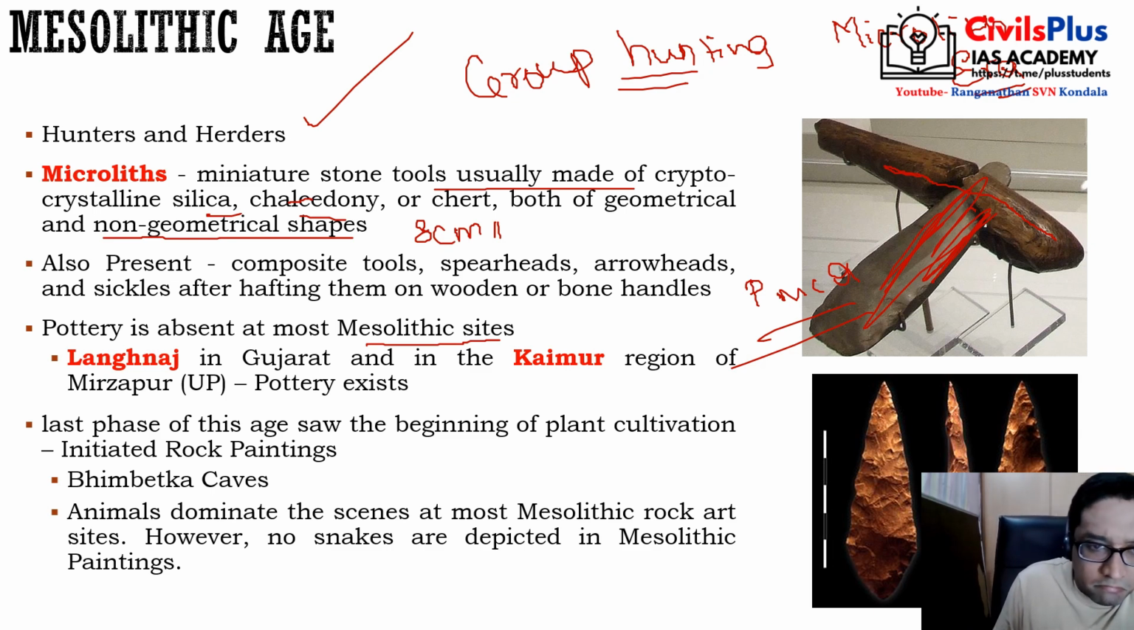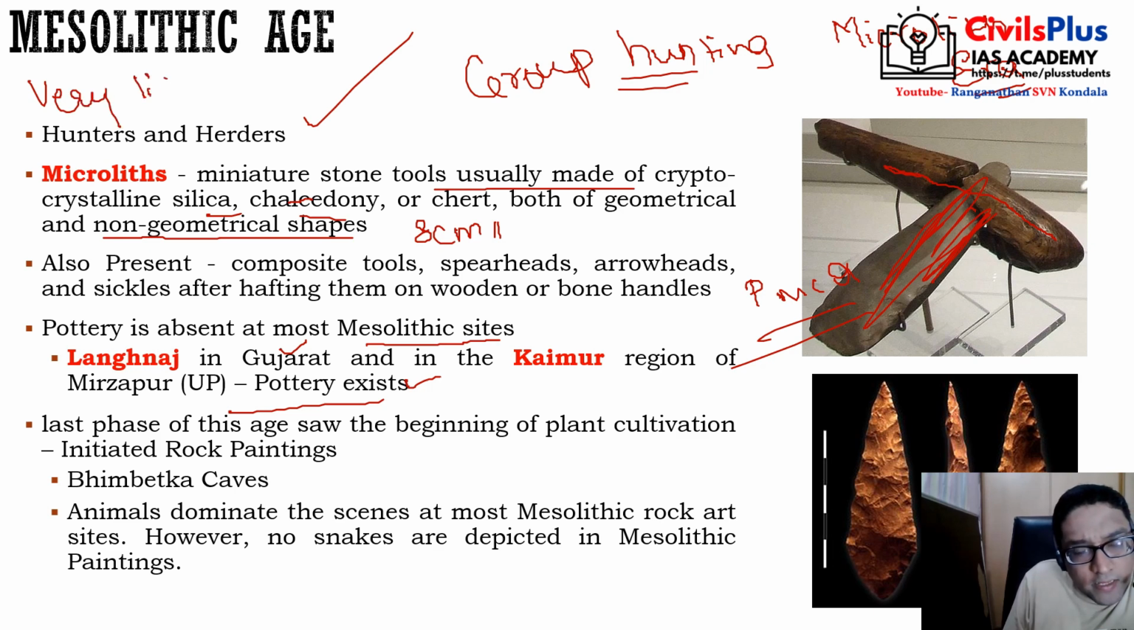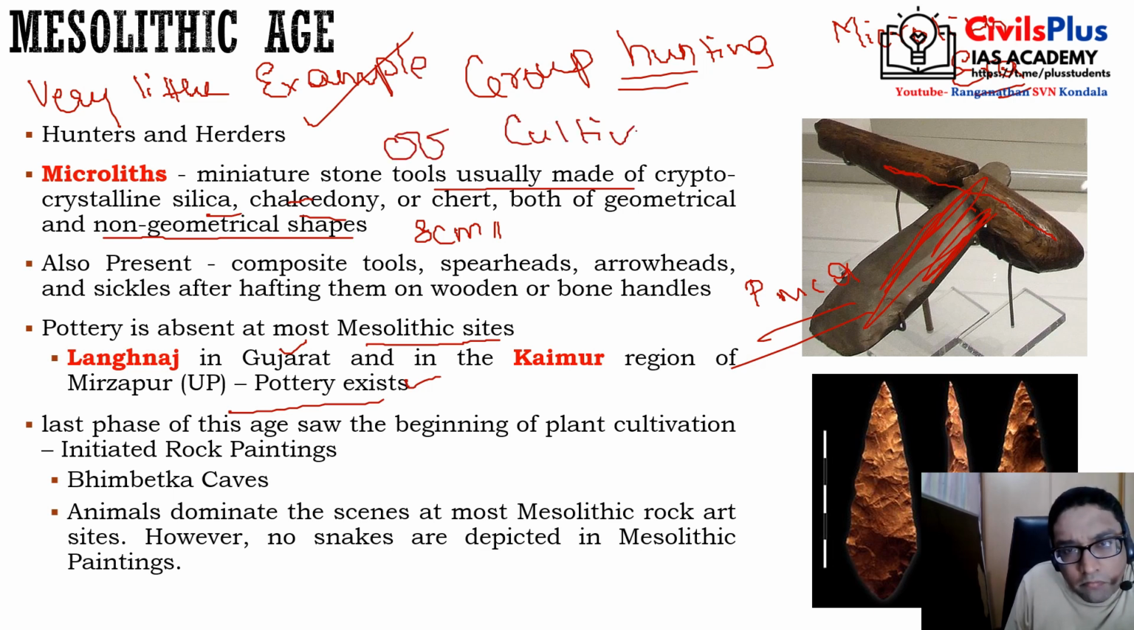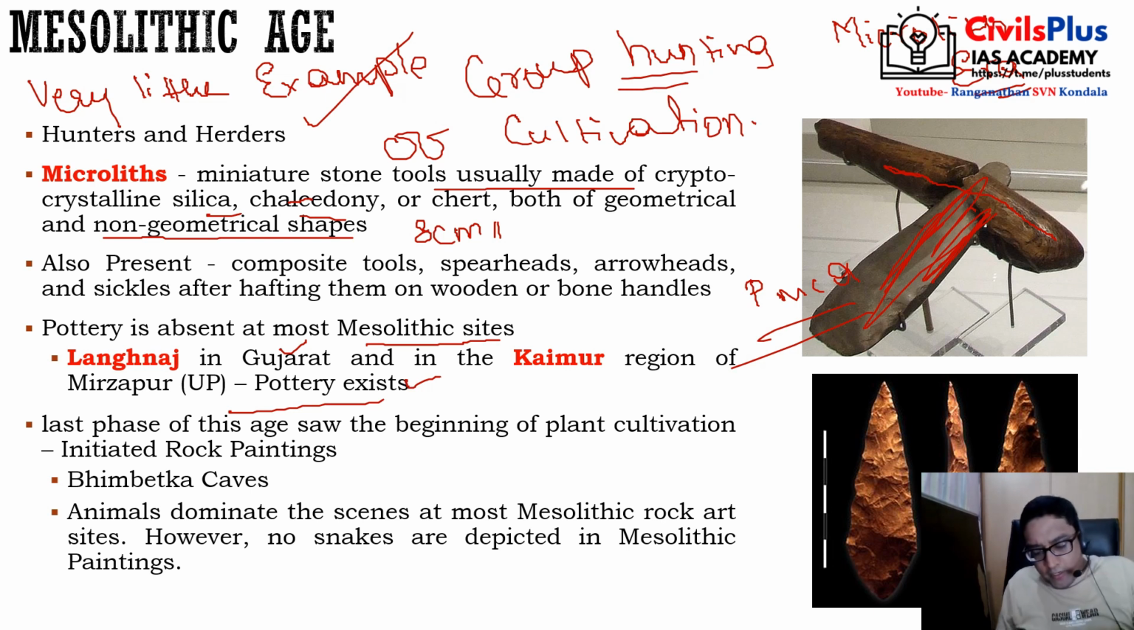Langhnaj in Gujarat, a very important place. Kaimur region of Mirzapur, pottery exists. In the Kaimur region of Mirzapur, which is part of the Mesolithic era, pottery did exist. The last phase saw the beginning of plant cultivation. This is important. It is in the Mesolithic era that we see a very little example of cultivation. Very little. Okay.